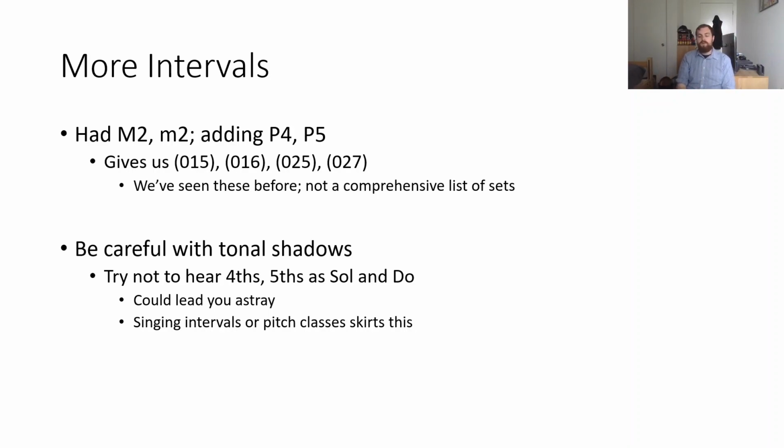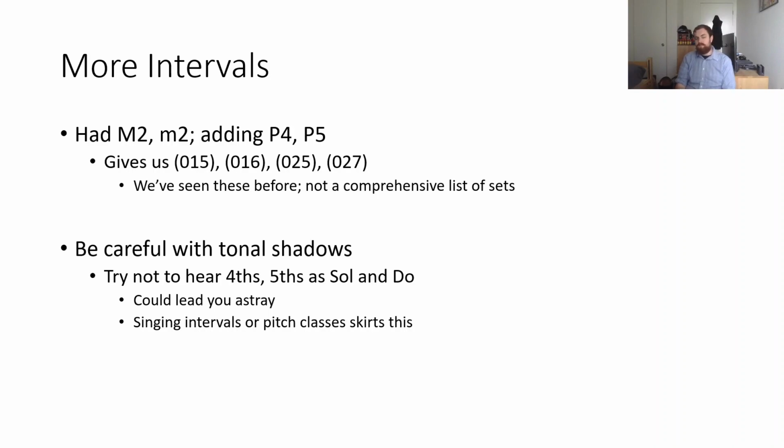Now, for those of you who are still keeping track of your trichords, for a non-comprehensive list, this gives us some of those from before. We have 015, 016, 025, and 027, right? So, the interval content of these specific trichords, if you're still keeping track of that, which hopefully you are.